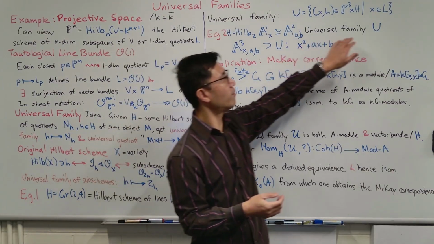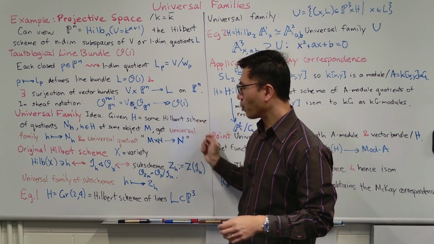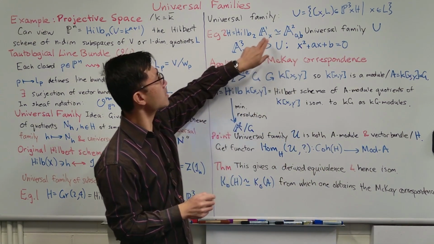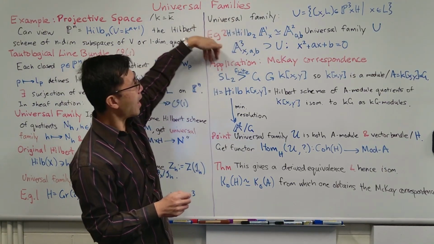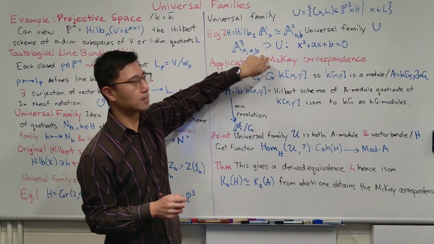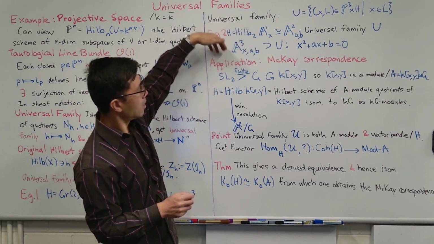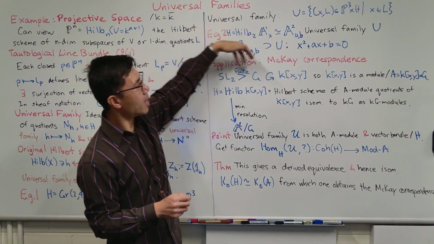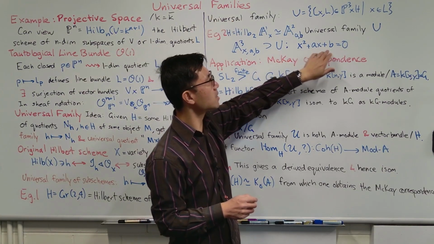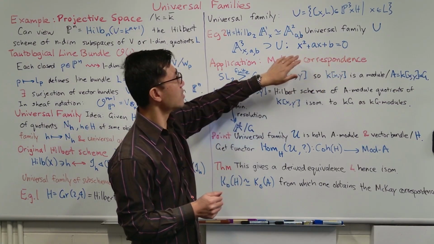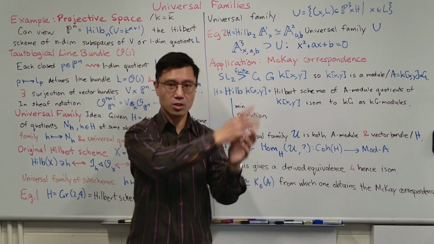So what's the universal family? It will sit inside the product. The product here is the product of this H with A1, and of course that's just three-dimensional space, A3 with coordinates X, A, and B. What is the universal family inside here? It'll be some subscheme of this, carved out by polynomials. In this case, it's carved out by one polynomial, x squared plus ax plus b equals 0. This is an equation in the three variables x, a, and b. So it will define a surface inside this three-dimensional space.